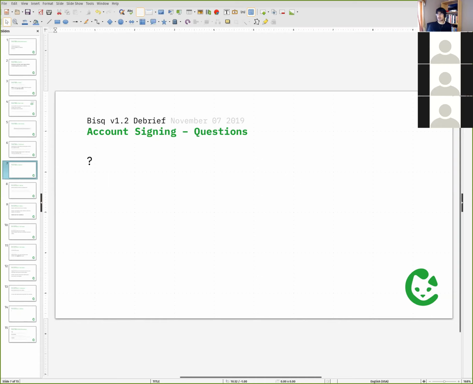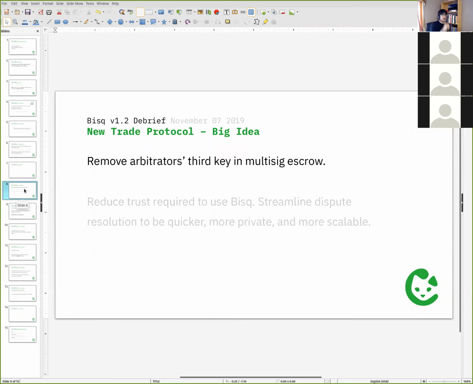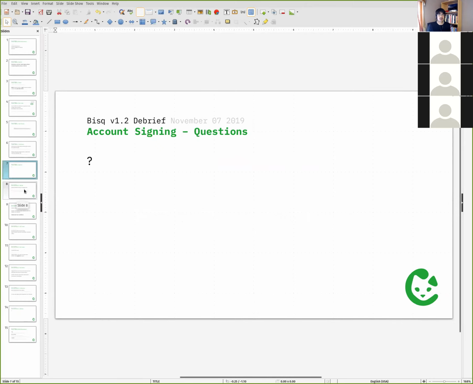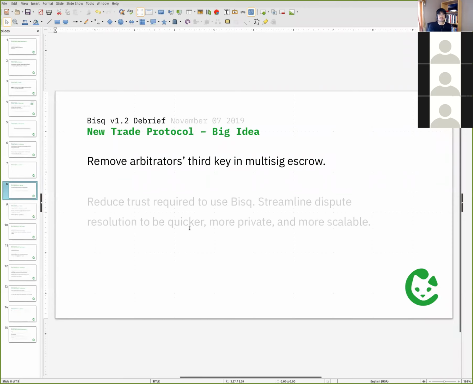Okay, if that's it, then I think we should continue to the next topic, the new trade protocol. This was a pretty huge change that removed the arbitrator's third key in the multisig escrow. Arbitrators were not a great element of the last trading protocol. They were anonymous people who nobody really knew who they were, but we were still expected to trust them as they had a third key to the place where all the deposits were sent for the trade.